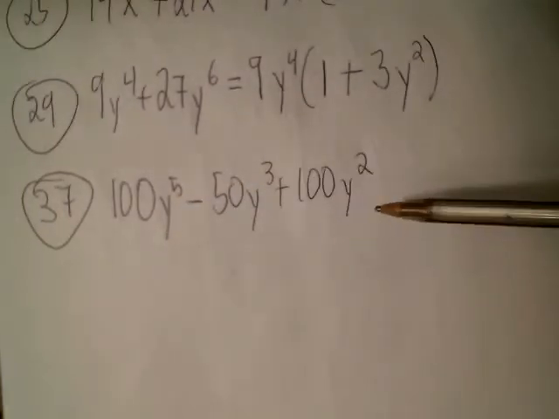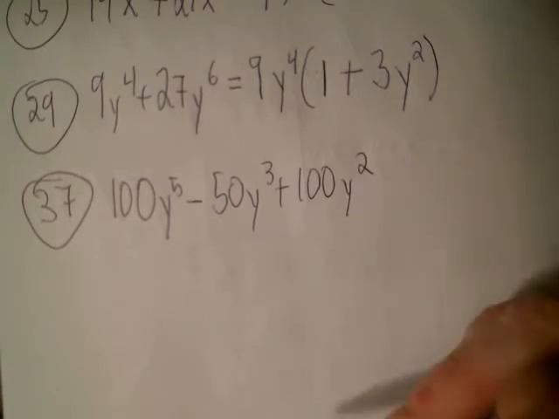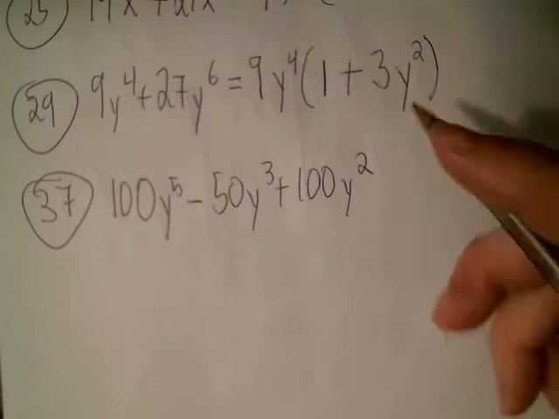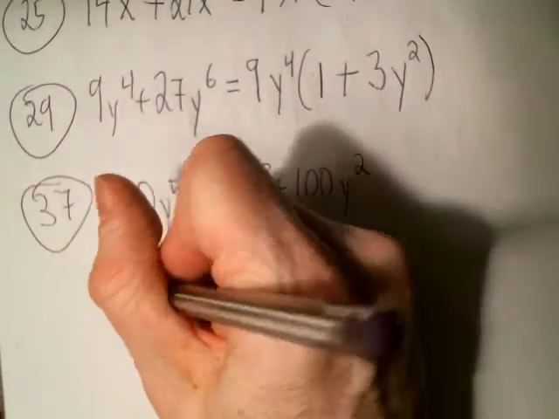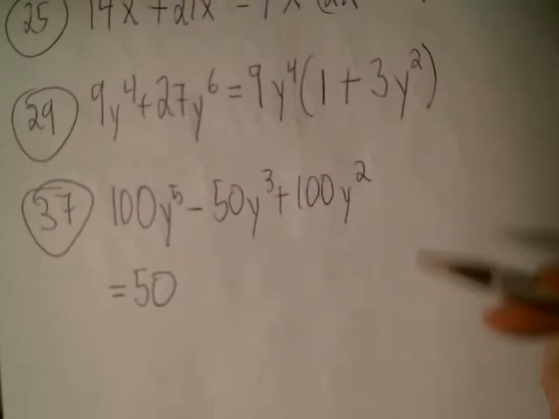Okay, so obviously 10 would divide all 3 of those, but for the greatest common factor, we want the biggest number that divides all 3, so 50. And then for the variable part, you just look for the lowest exponent, so the y squared.